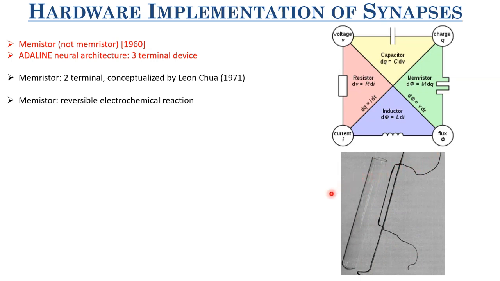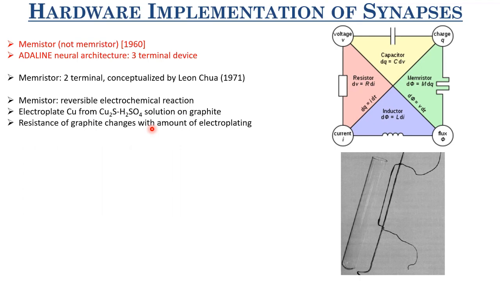Depending upon the current that flows through the copper wire, there is electroplating of copper onto the graphite rod. That electroplating of copper from the solution onto the graphite rod changes the resistance of the graphite rod. And that is how they implemented a synapse. So this is how people first came up, in 1960 itself, with the concept of a synapse.